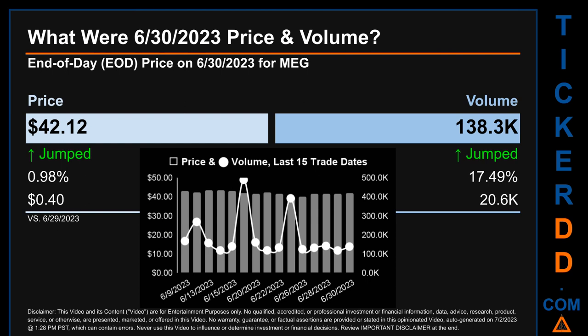Across a range of $3.63, the max and minimum end-of-day price were respectively 43.56 and 39.93. Volume saw a range of 371.7 thousand, from a day low of 117.7 thousand to a day high of 489.4 thousand.